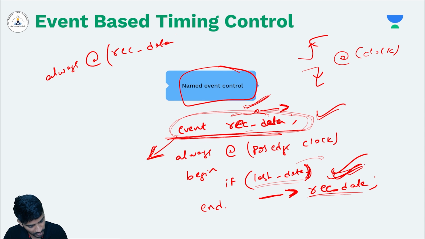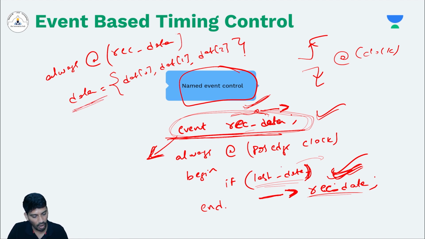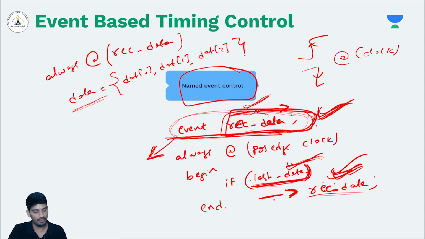Once this receive data event is triggered, it will go to this always block and assign my data equals data 1, data 0, data 2, like this. These are different packets of data. I have 3 different packets of data. So I only assign the data if all the data packets are received. I am creating an event called receive data, which is triggered only if my last data has arrived.